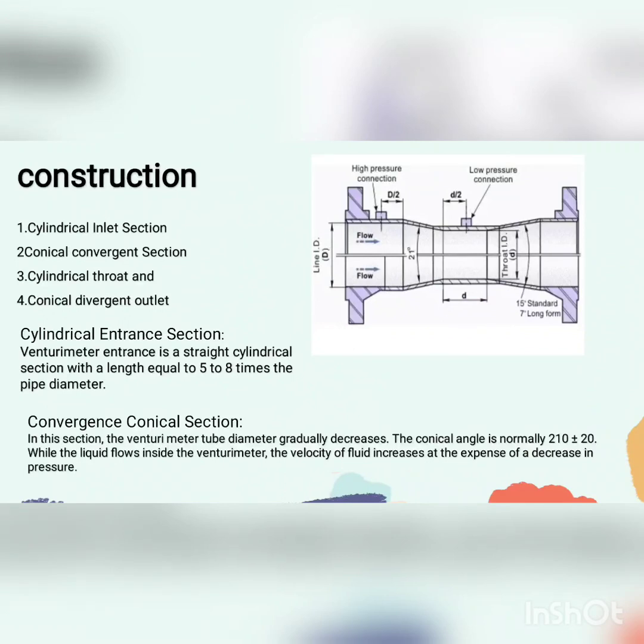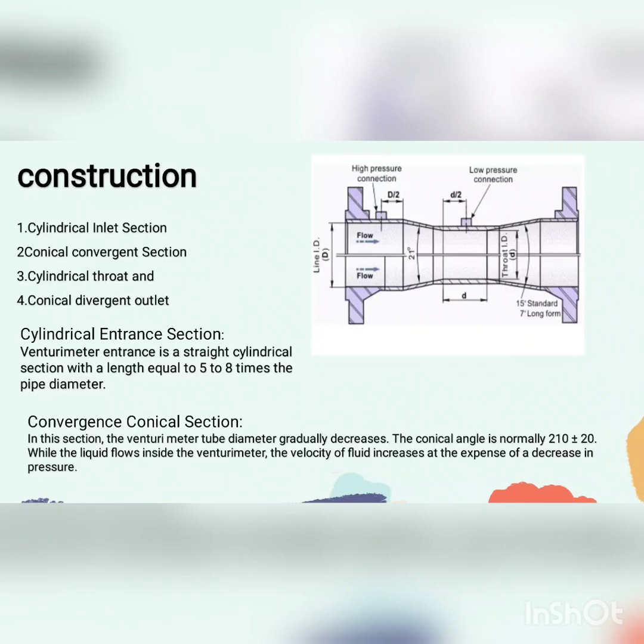Now coming to the construction of Venturimeter, the way it is constructed. Firstly, it has four parts: cylindrical inlet section, conical convergent section, cylindrical throat and conical divergent outlet. Cylindrical entrance section. Venturi entrance is a straight cylindrical section with a length equal to 5 to 8 times the pipe diameter. Convergent conical section.